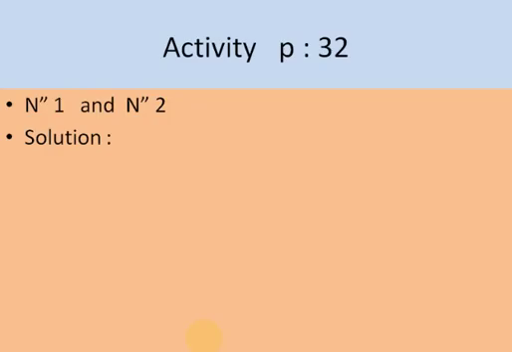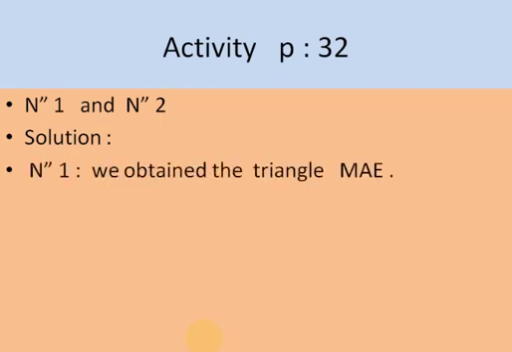Now let's do an activity. Open please page 32. Let's do number 1 and 2. In number 1, draw the segments MA, ME, AE. So you just have to join A and E, A and M, and M and E. What do you call the obtained figure AME? We call it a, what did you see? A triangle. So we obtain the triangle. What's the name of this triangle? MAE. Or you can say MEA is the same also.